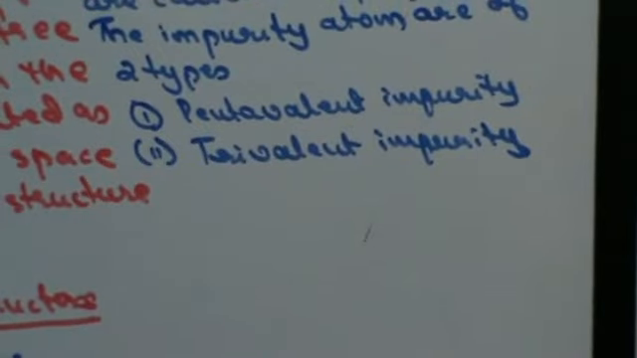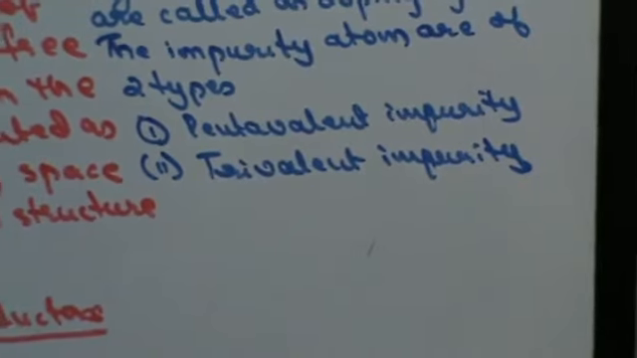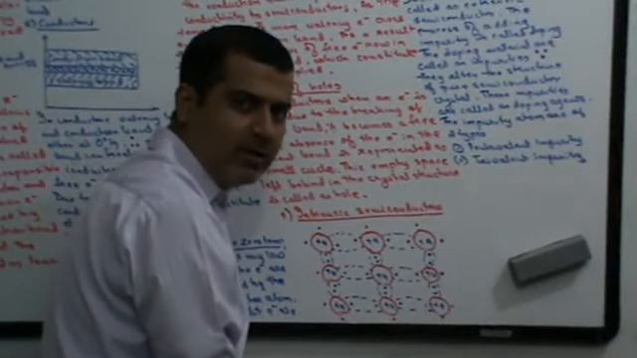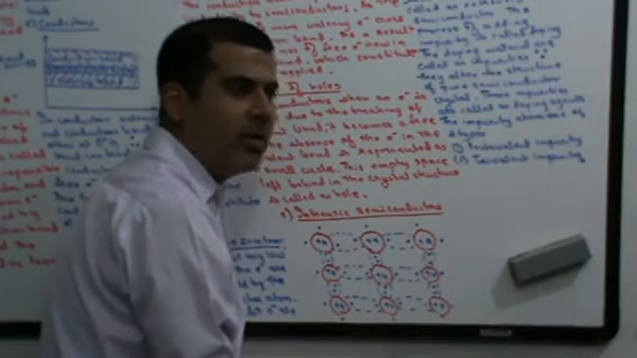So in pentavalent impurity, you would select an element that has valency 5. In trivalent impurity, you would select an element that has valency 3. In pentavalent impurity, you would select an element that has 5 electrons in its outermost orbit. In trivalent impurity, you would select an element that has 3 electrons in its outermost orbit. Depending upon the type of impurity used, you would get two different types of semiconductors: either a p-type semiconductor or an n-type semiconductor.